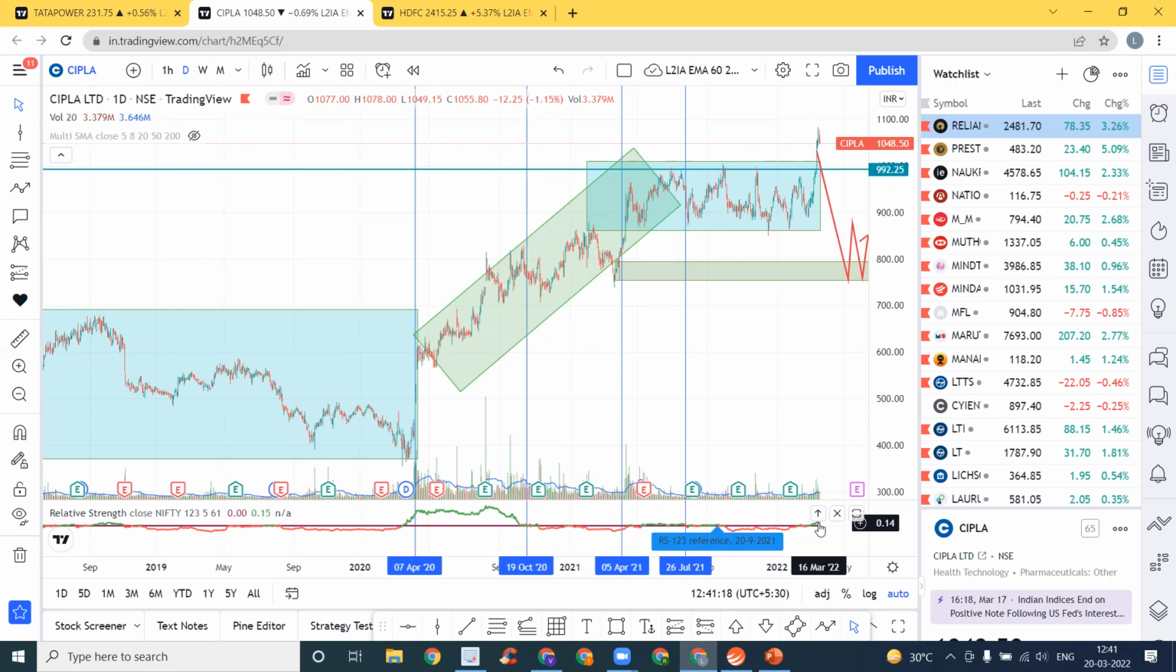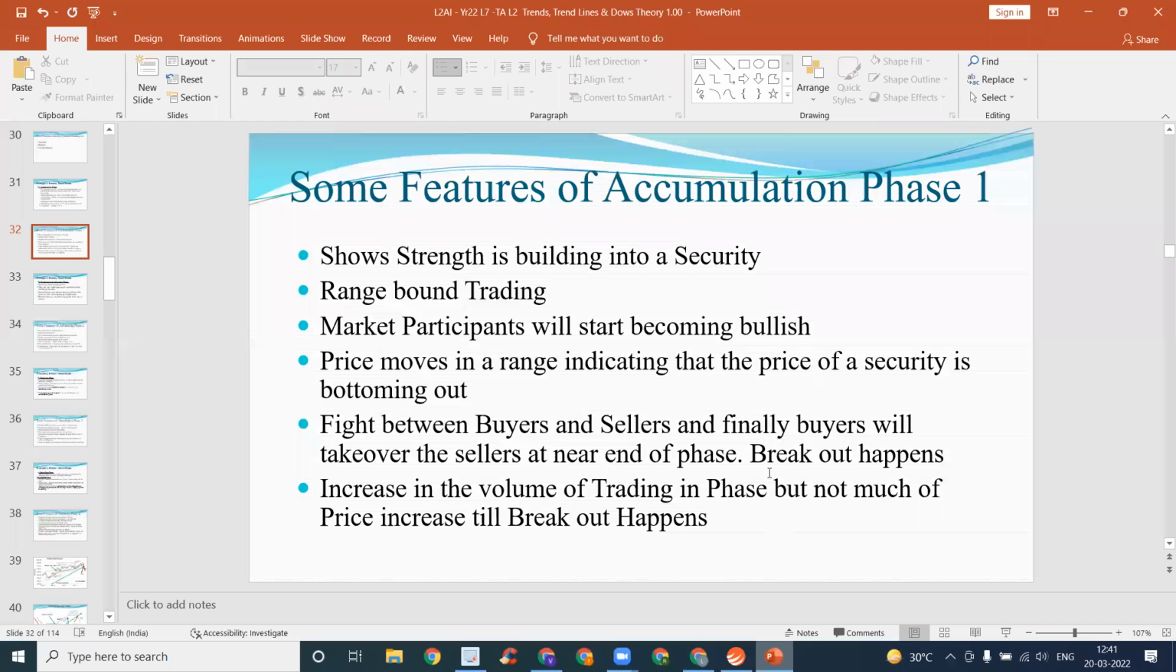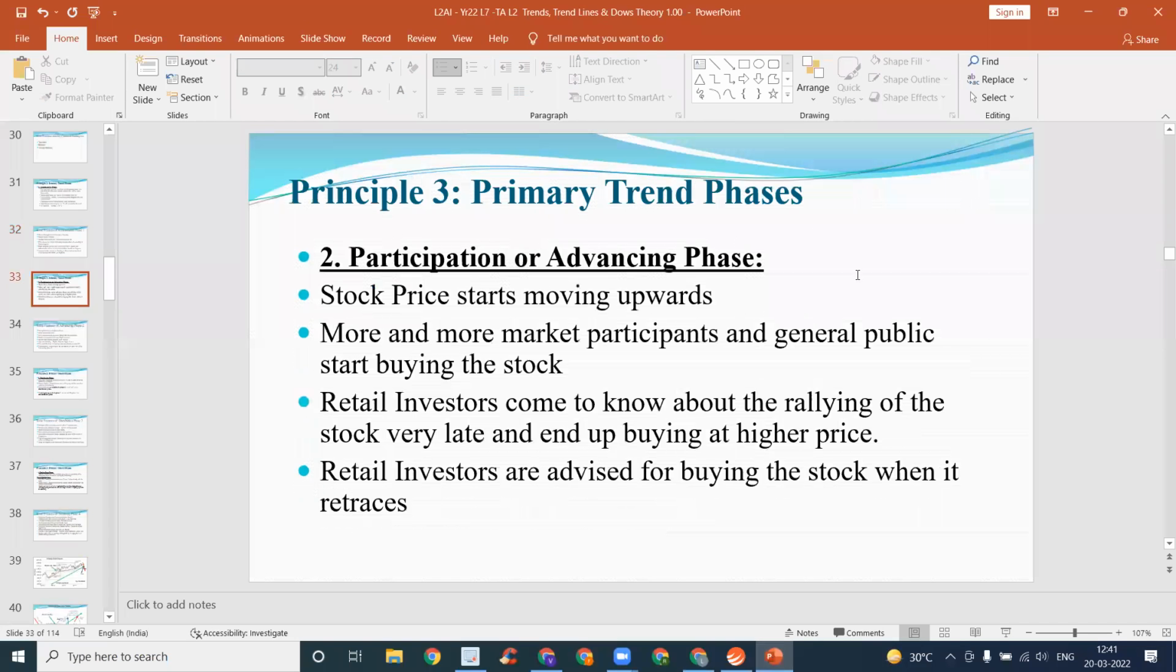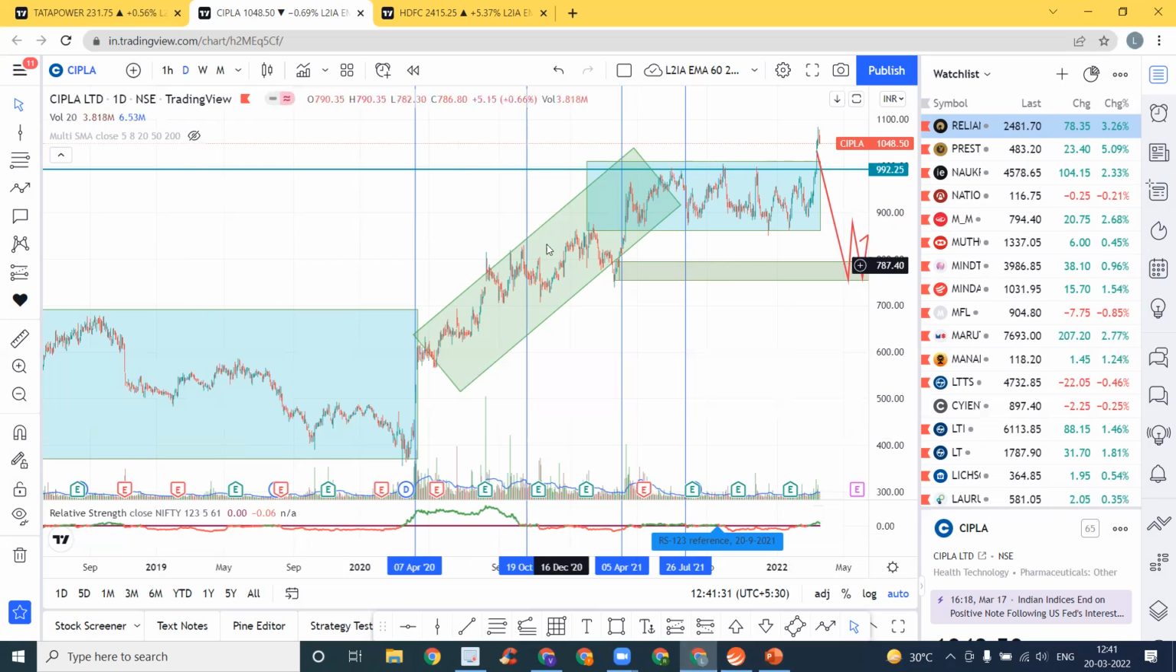Greed is not what you should have. Okay, so this is my accumulation phase. In the advancing phase, what happens? Stock starts moving up. This is my advancing phase, it advanced into phase 2, the stock is moving up, which is good.